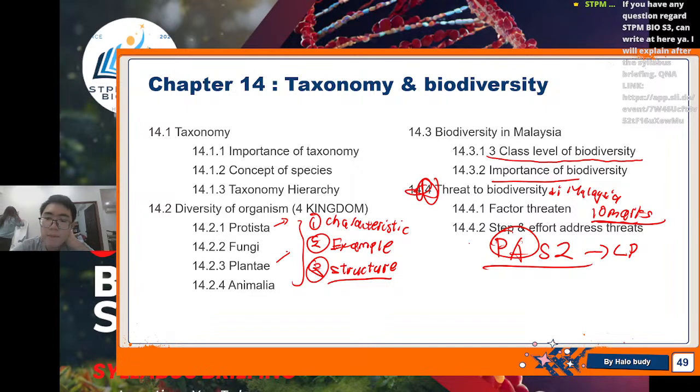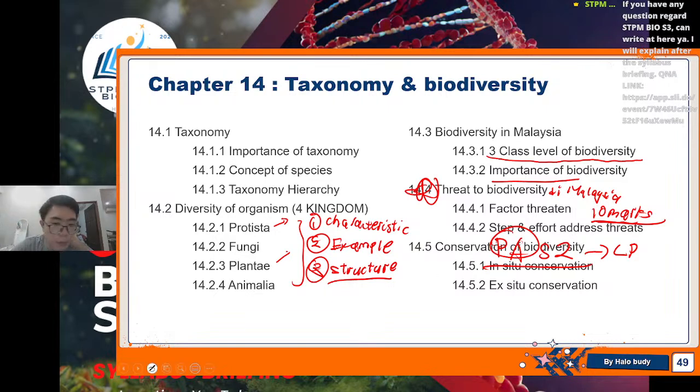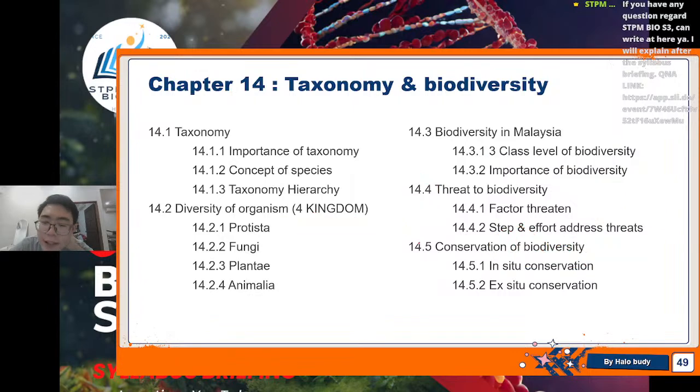Oh, got another topic, about conservation of biodiversity. Pemeliharaan biodiversity, I already forgot. In Malaysia there are two types of conservation you have to learn, that is in situ and ex situ. So firstly you have to know what in situ and ex situ are. You have to explain the theory first and also give the examples in Malaysia. So all these biodiversity are in Malaysia.